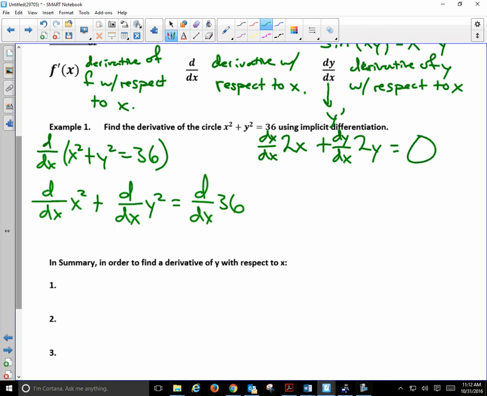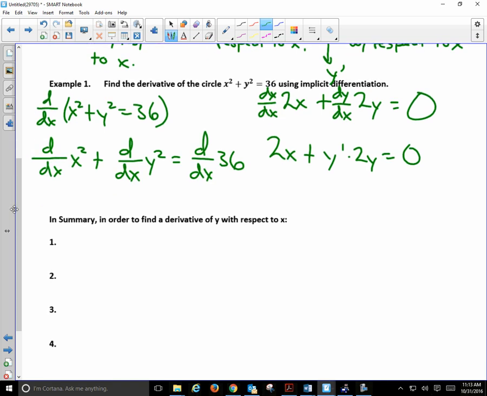And 0 times d over dx will give you 0, okay? So what is dx over dx? 1. So you end up with 2x plus 2y times dy over dx, and what did we say is the same thing as dy over dx? Just y prime, right? And so our goal is to solve for y prime. How would we solve for y prime? Yep. Subtract 2x and divide by 2y. y prime is negative x over y.